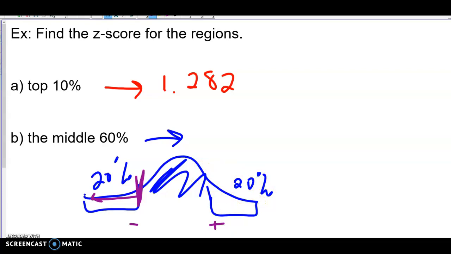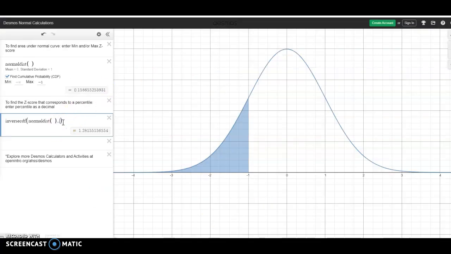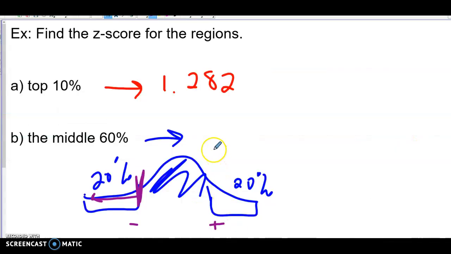So we're going to go 20%, which gives me negative, which I know is going to be below, but to get that upper half, I then have the positive value of 0.842. So my answer here is plus or minus 0.842.